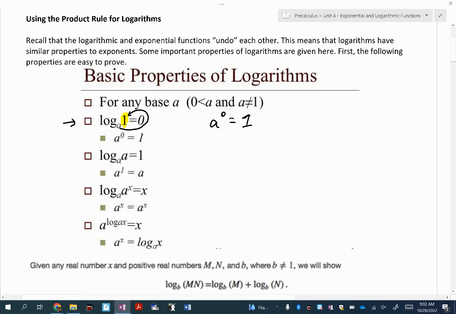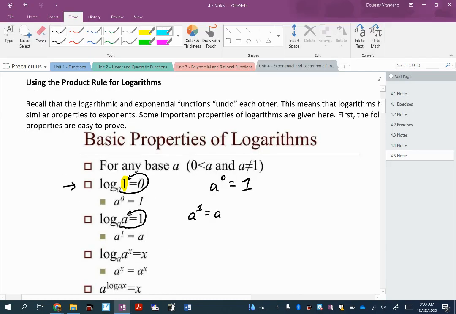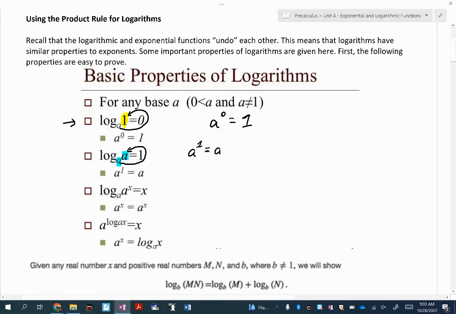Now the next one, a to the first power is a. So if the base and the argument are the same, then that logarithm will always be equal to 1. If your base and your argument match, that log is always equal to 1.